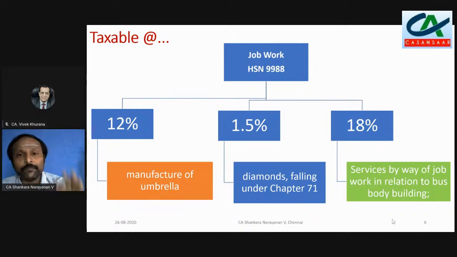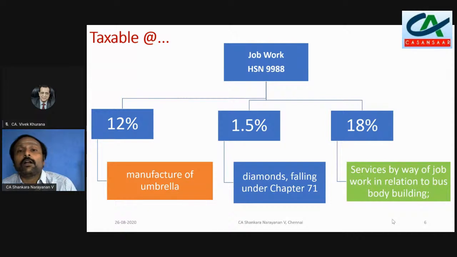Yes, a specified 18% is there. There is a generic 18%, which is anything that is not coming within the purview of whatever has been specifically told, generally will come under 18. But there is a specific 18%, which was a clarification or an amendment which came only in last October, effective 1st October 2019, which is specifically relating to job work in relation to bus bodybuilding.